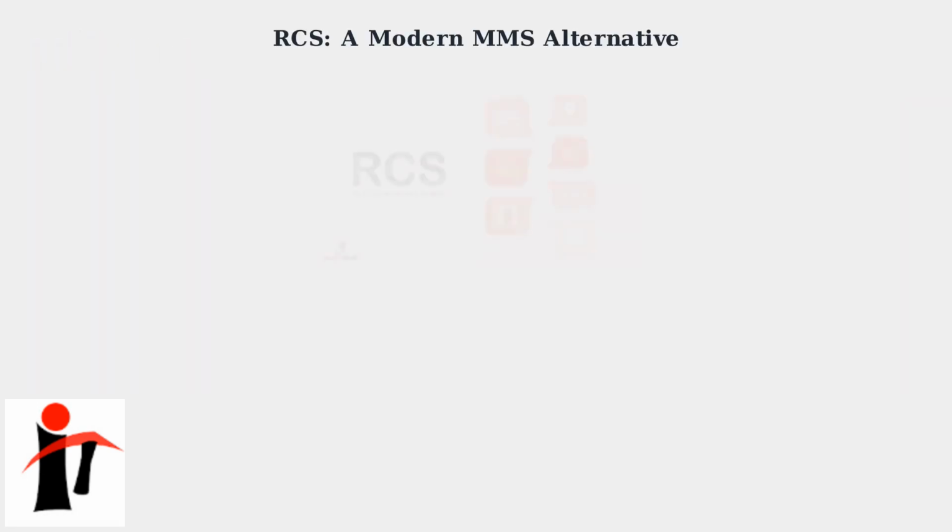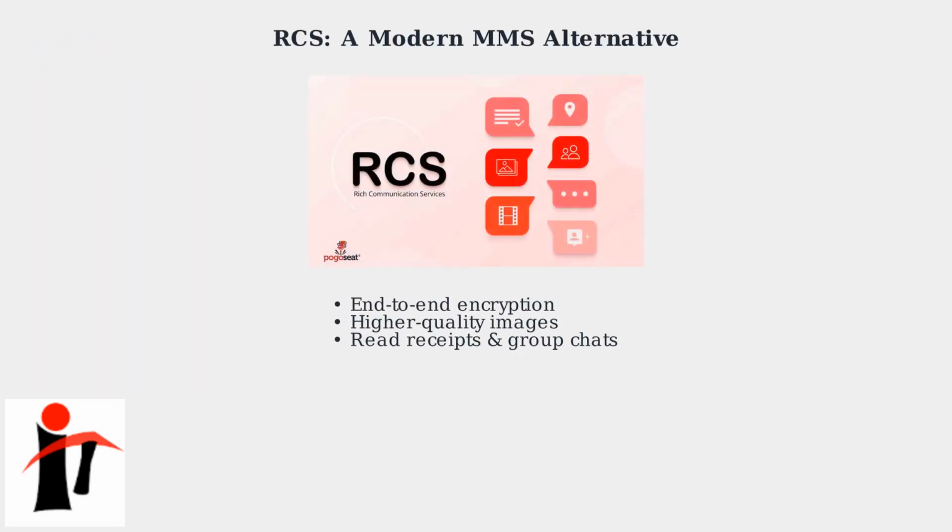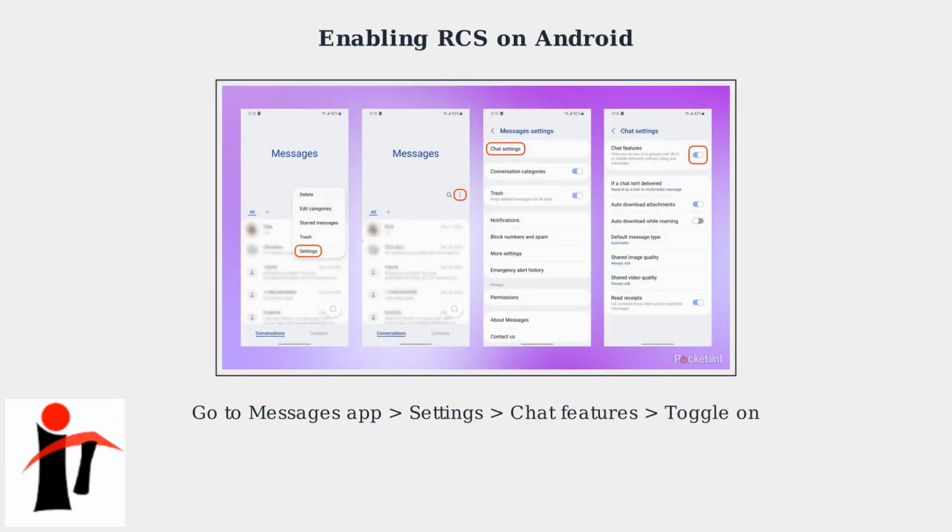A modern alternative to MMS is RCS, or Rich Communication Services, now widely supported on Android devices through Google's Messages app. RCS offers improved features like end-to-end encryption, higher quality image transfers, read receipts, and group chats. To utilize RCS, ensure it's enabled in your Messages app settings under Chat Features.